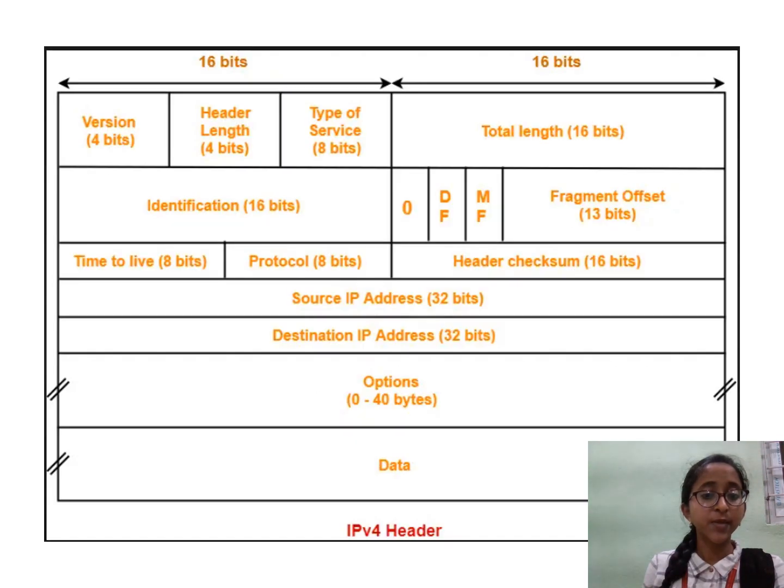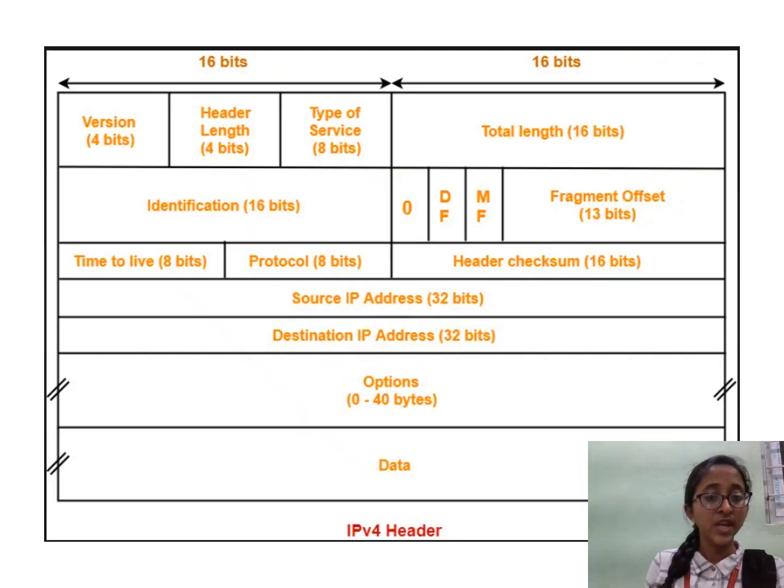You can see the IPv4 header diagram here. An IPv4 packet has several fields. Version identifies the protocol version. TTL, time to live, prevents packets from looping endlessly. Protocol tells which transport layer protocol is used, TCP or UDP, and checksum detects errors. The source and destination fields hold the IP address of the sender and receiver.